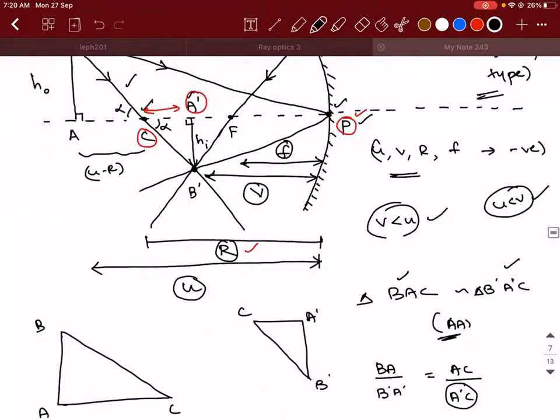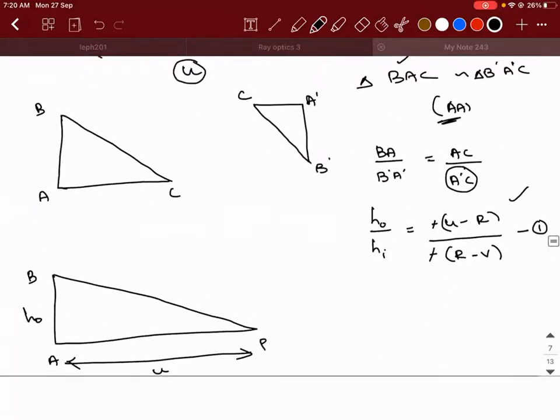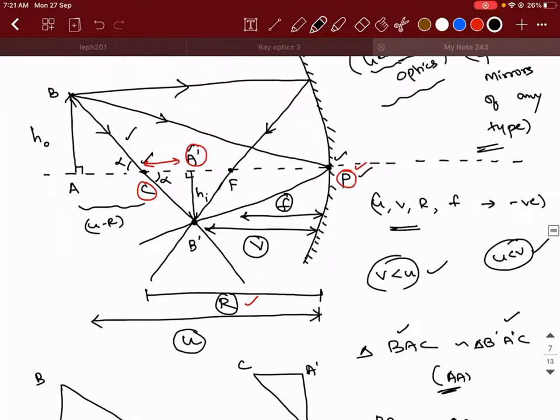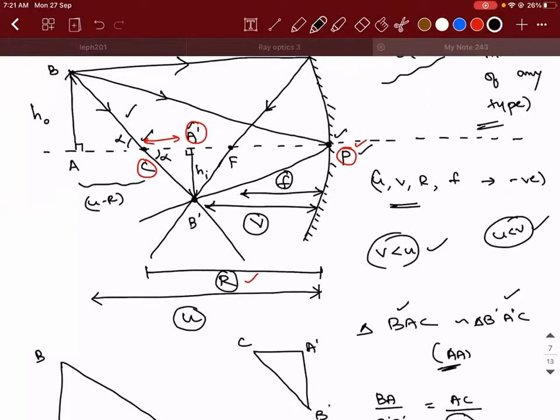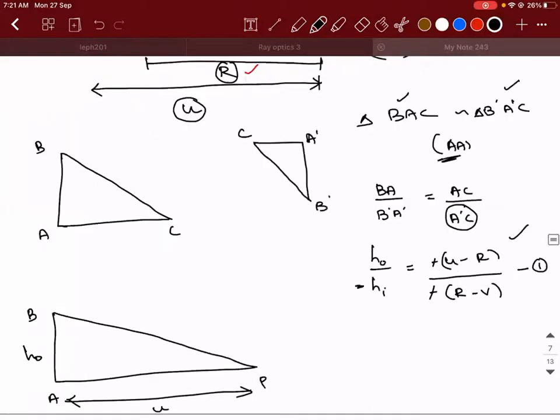Guys, I forgot one important point here. What is it I forgot? I took the sign conventions on right hand side. Left hand side, observe. H naught, is it positive or negative? It's positive, sir. What about HI? Negative, sir. Negative. I forgot to write that. So it should actually be having a minus. Okay.